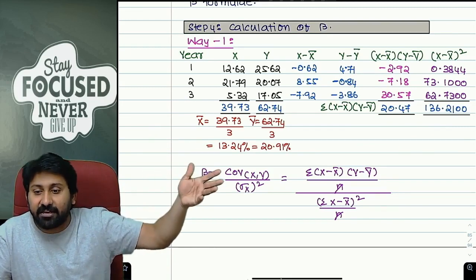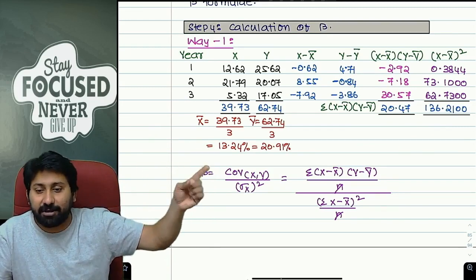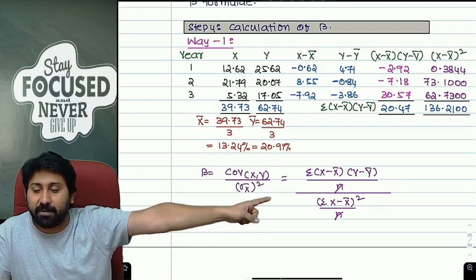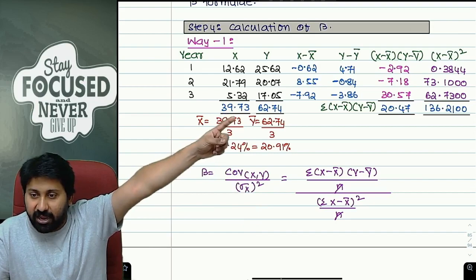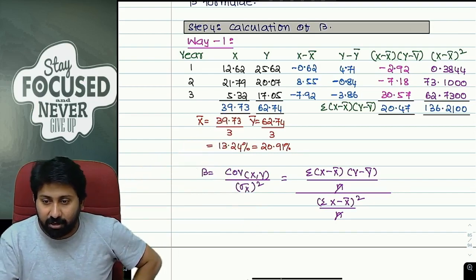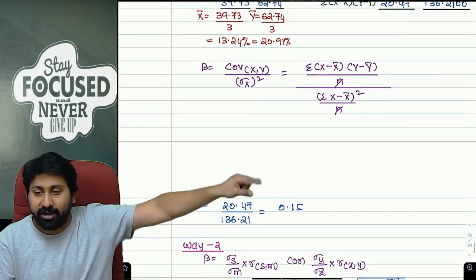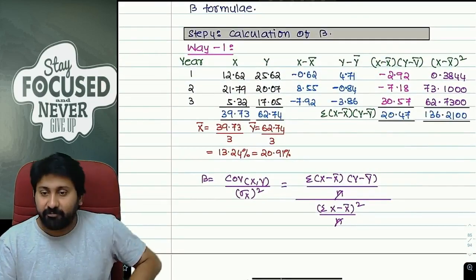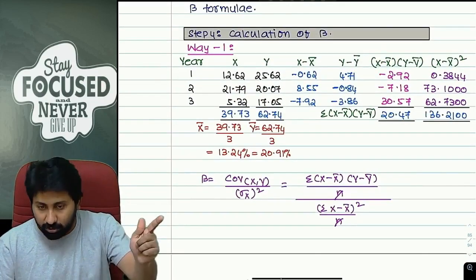Sir, where do we calculate a deviation? In this formula, we don't require deviation, because we directly use sigma (x minus x bar) into (y minus y bar) divided by sigma (x minus x bar) the whole square. I applied the formula and got the beta as 0.15. This is way number 1. If you want, pause the video and note this answer.